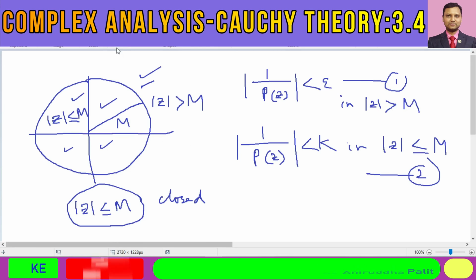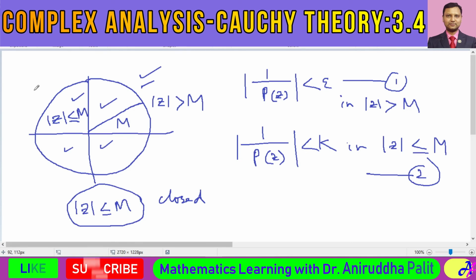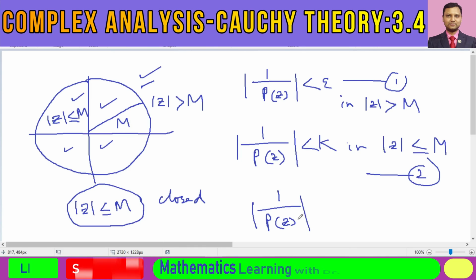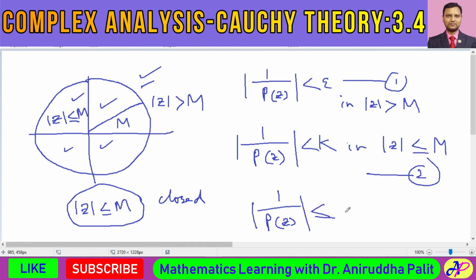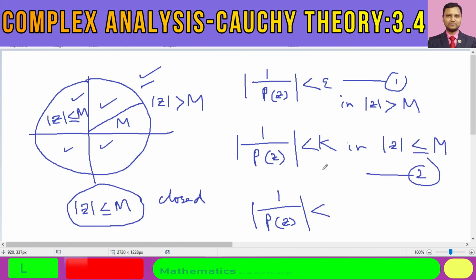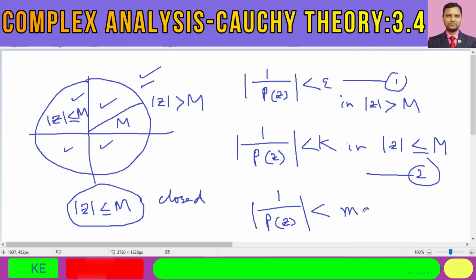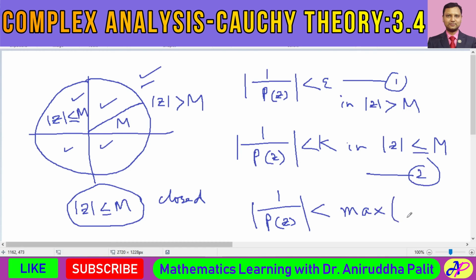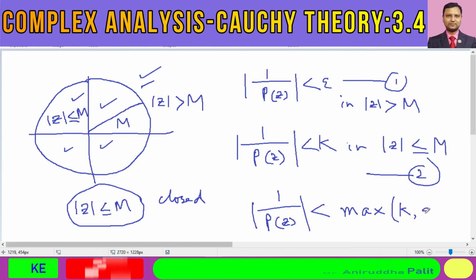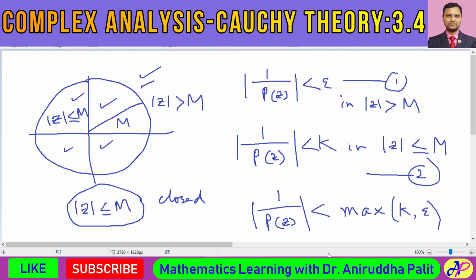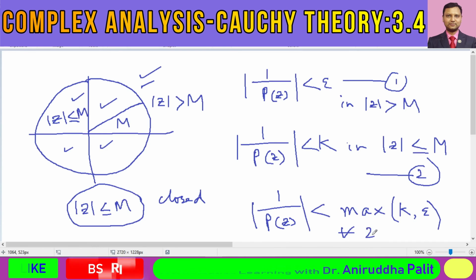So if we now combine both regions, inside and outside, can we say that 1 by p(z) is less than, or just consider the less than symbol, because over here we have less than inequality and less than inequality, so less than the maximum of K and epsilon for all values of z in the entire complex plane.